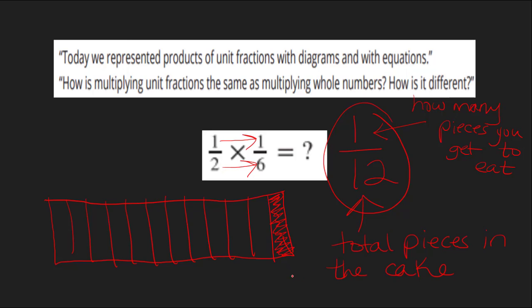So here is a picture of what your cake would look like. You are getting to eat 1 piece out of a cake with 12 pieces. So you're getting to eat less than 1 whole cake. If I was eating the whole cake, I would have to be eating how many pieces? Well, I would have to be eating all the pieces, so that means I would have to eat 12 out of the 12 pieces. That's the only way I'm getting the whole cake.